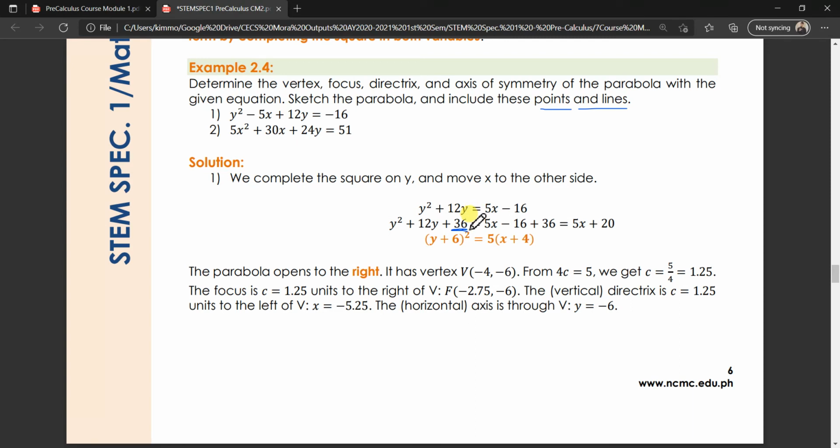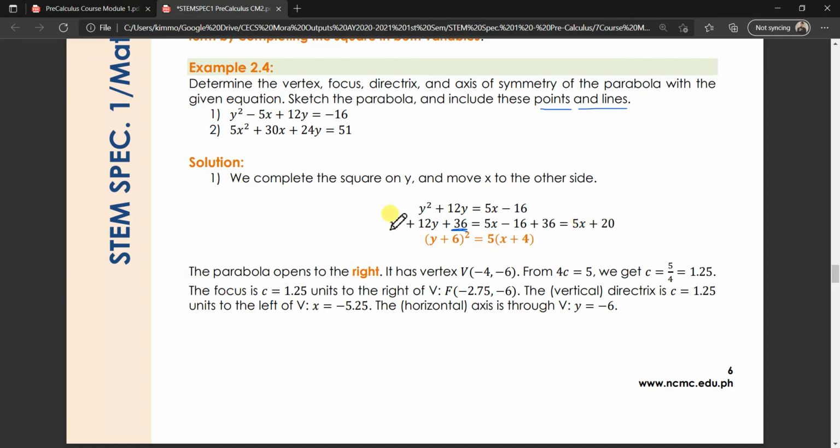So always, when you do completing the square, you divide it by 2, then you square it, given that the coefficient of our y squared is already equal to 1. Since we added 36 on the left side of the equation, to balance our equation, we are going to add also 36 on the right side of the equation. So that is 5x minus 16 plus 36, or negative 16 plus 36 is equal to positive 20. So that is 5x plus 20.